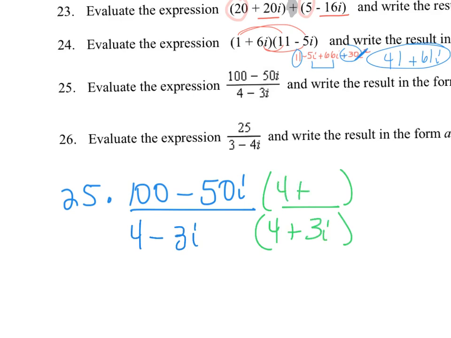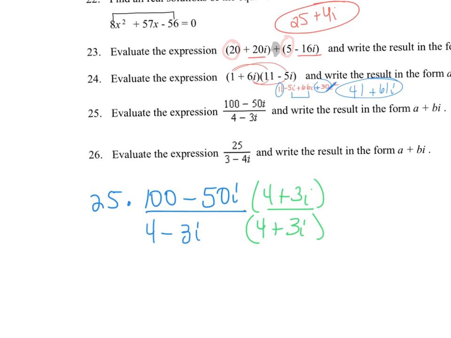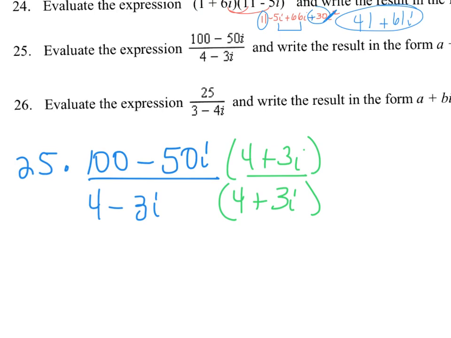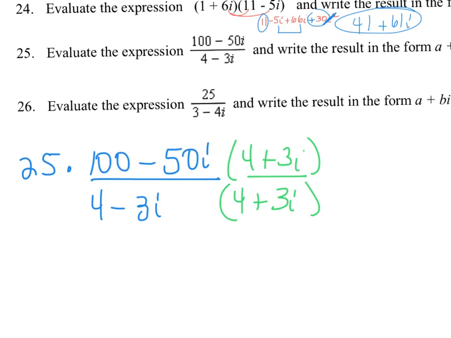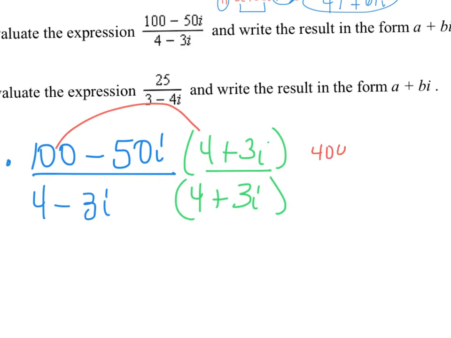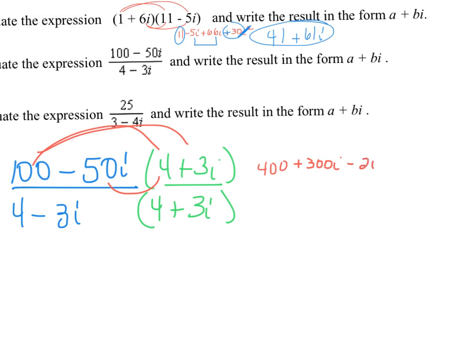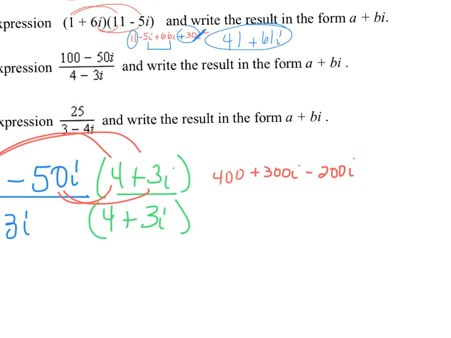Because we have to get what? The i's have to cancel out. You cannot have i's in the denominator. Whatever, you change the sign in the middle of the denominator. So now, guys, it's just a multiplication problem. The numbers are big. That's okay. You'll have a calculator. 100 times 4, 400. 100 times 3i, plus 300i. Negative 50i times 4, minus 200i, right? Negative 50i times 3i.